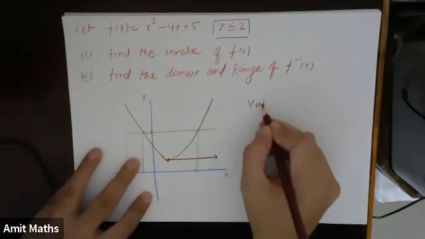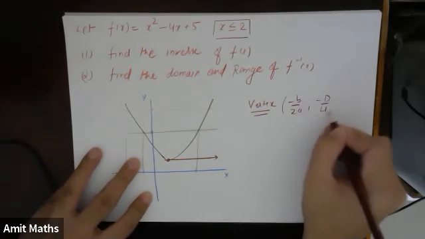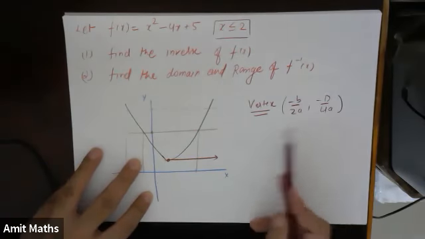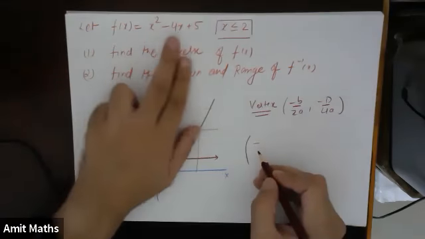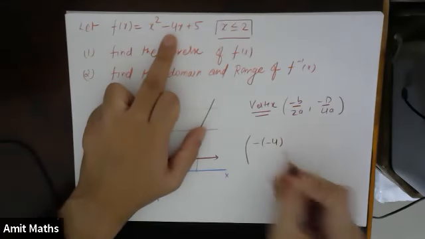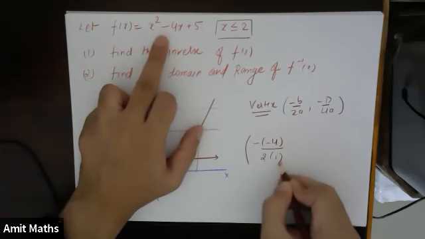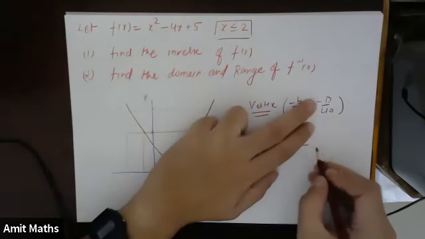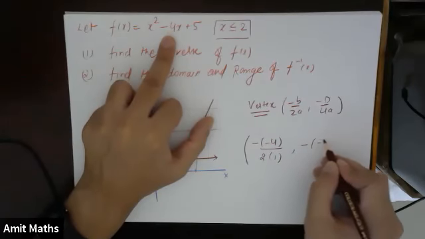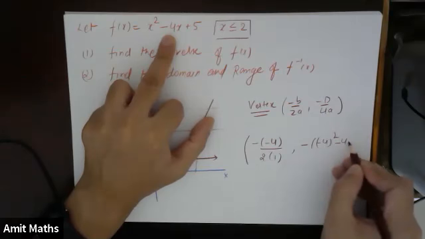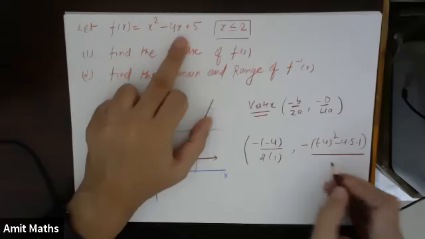What is the vertex? Vertex is minus b by 2a comma minus d by 4a. Let's find the value of minus b by 2a. What is the value of b? b is minus 4, upon 2a, 2 into a, and a is 1. Comma, minus d, where d is b square minus 4ac. b is minus 4, so b square minus 4 into 5 into 1, upon 4a.